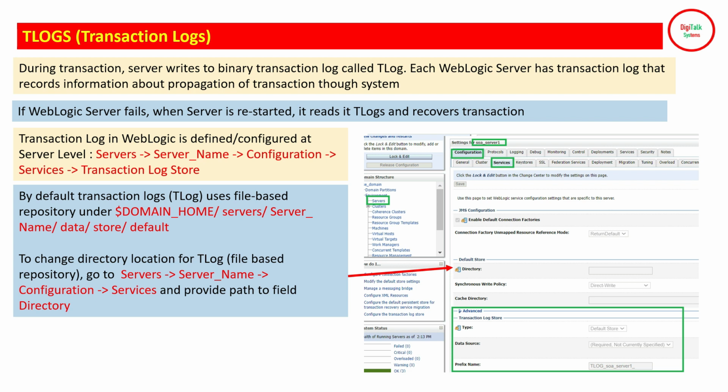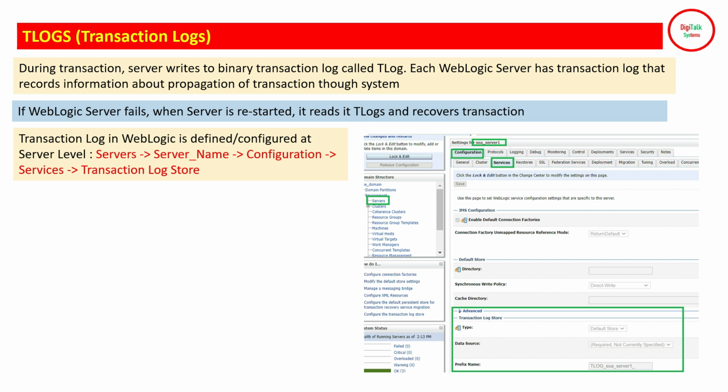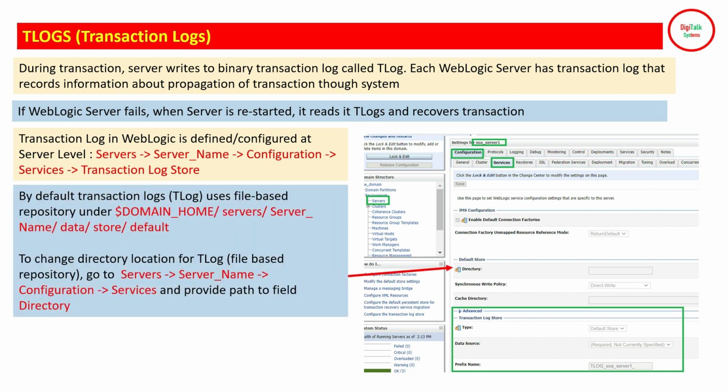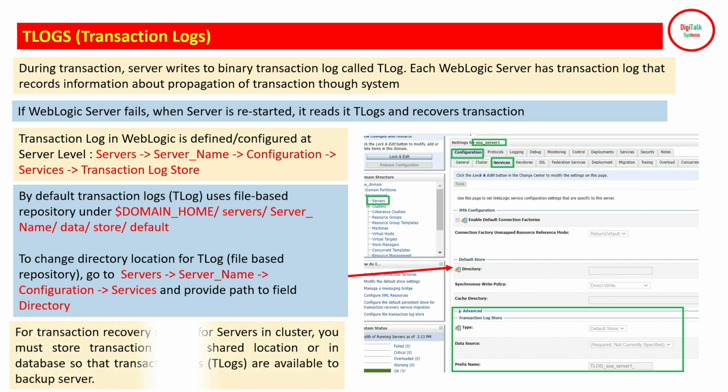Okay, and if you would like to change the location of the directory, as you can see on the screen, the directory option is empty. There is no path in the directory because by default it is taking the directory which is inside the domain, which I just explained. If you would like to change the location of the TLOG directory, then you can update it in the directory option displayed on the screen. Okay, and for transaction recovery, that is for servers in a cluster, you must store the transaction log in a shared location or in a database so that transaction logs are available to backup services. That means if you are going to configure failover for your transactions, and one of your servers crashes, then other servers or the backup servers can take that request.